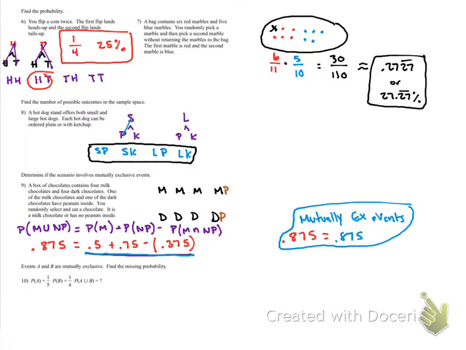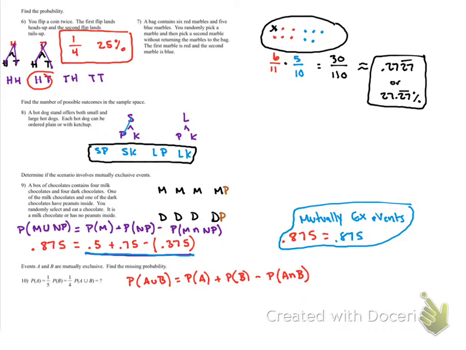And number 10. We know that A and B are mutually exclusive, and we want to find the missing probability. If you look over there, we have an OR statement. So the probability of A or B is equal to the probability of A plus the probability of B minus the probability of A and B. And A and B just means A times B.